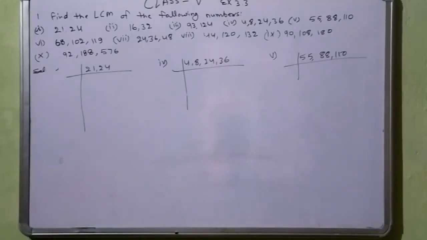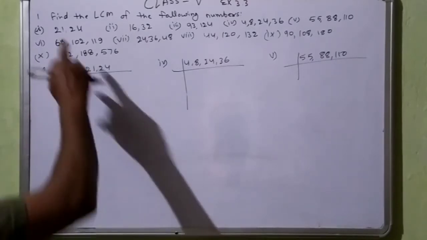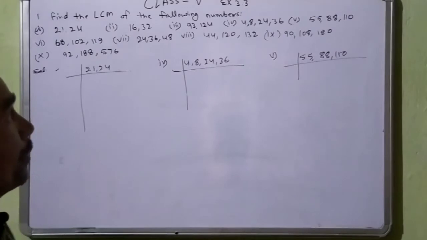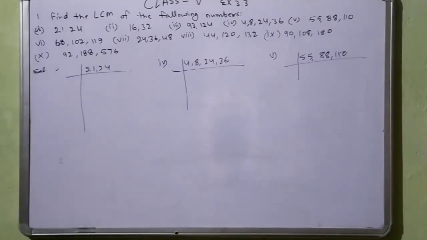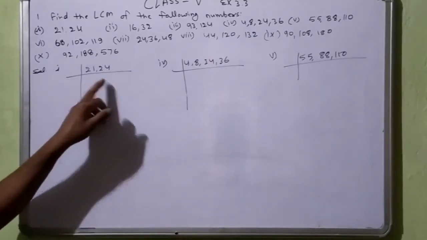Today we are taking exercise 3.3, LCM. Find the LCM of the following numbers. There are 10 parts, so we are taking the first 3 parts here. That is the first part, 21 and 24.